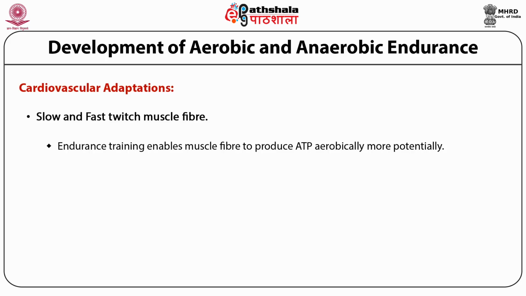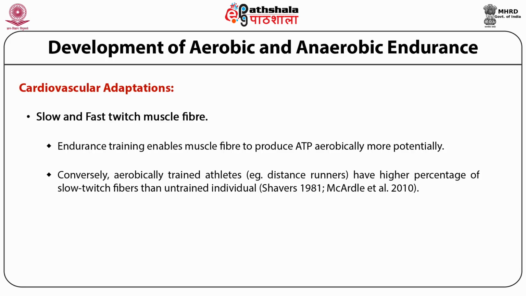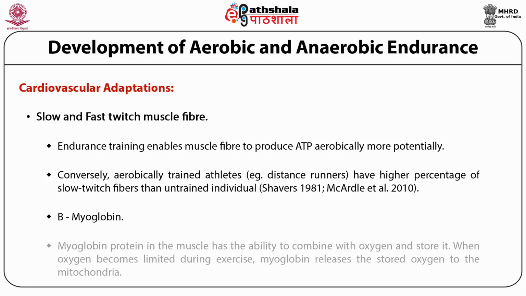Selective hypertrophy has been observed among the trained athletes as compared to untrained with specific overload training. Aerobically trained athletes, for example distance runners, have higher percentage of slow twitch fibers than untrained individuals. The next change is in the myoglobin. The myoglobin protein in the muscle has the ability to combine with oxygen and store it. When oxygen becomes limited during exercise, myoglobin releases the stored oxygen to the mitochondria.